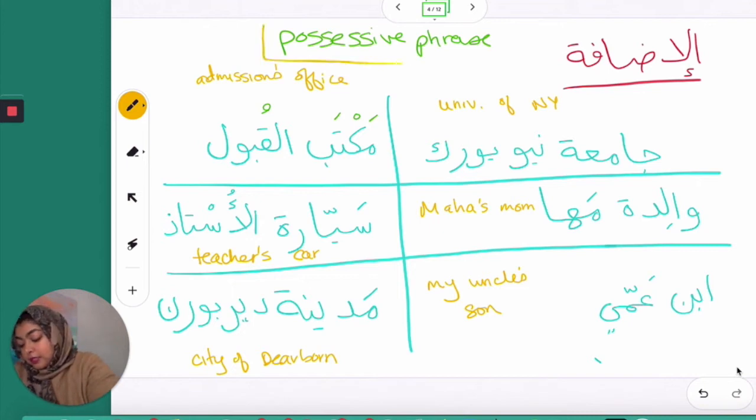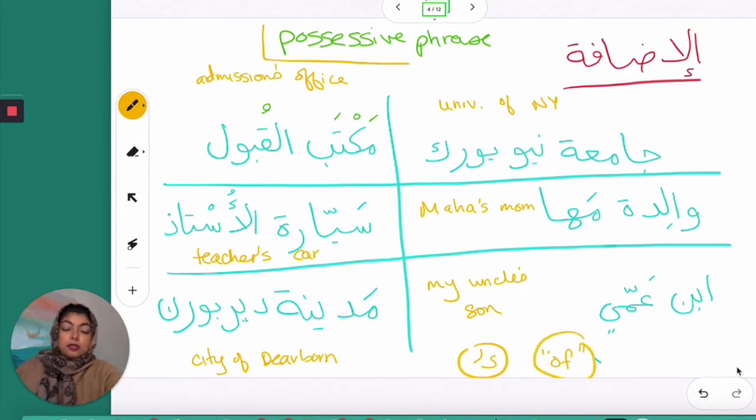All 6 of these are possession. Okay? Whenever you have in English an apostrophe S or of, it always means possession. That something belongs to something. So when we say جامعة New York, it's the University of New York. مكتب القبول, it's the office of admissions. والدة مها, it's the mother of Maha. سيارة الأستاذ, it's the car of the teacher, right? So all of these are possessive phrases.